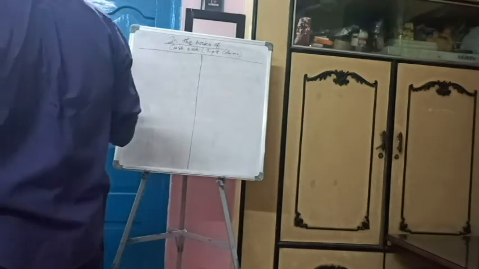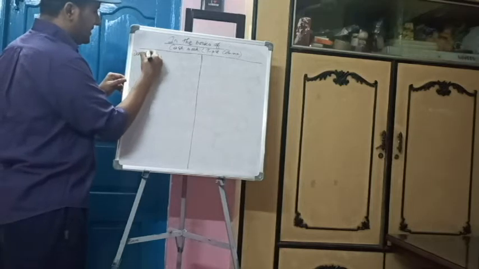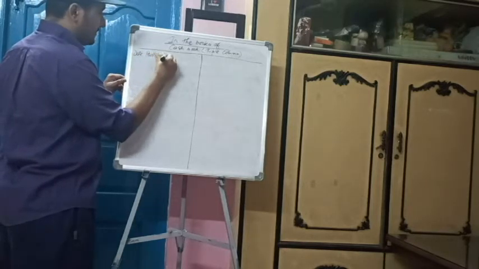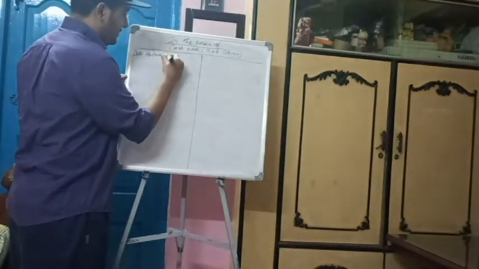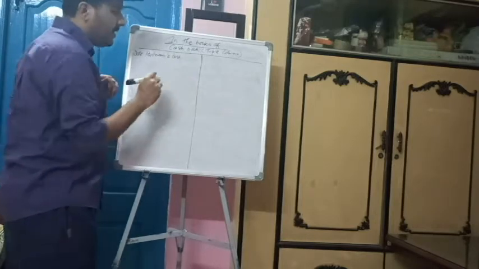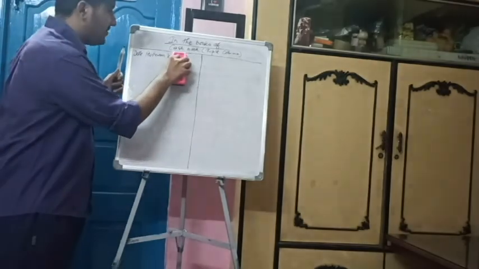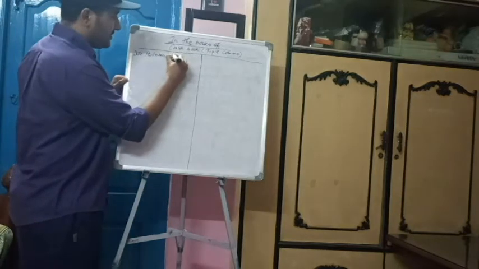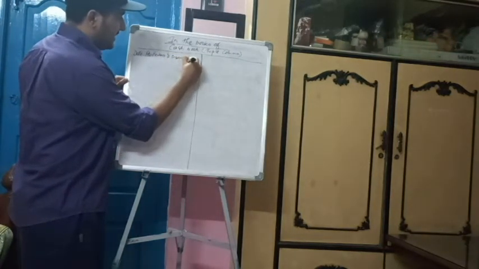Here would be date, particulars, ledger folio, cash, or rather we would do first the discount part. Discount, cash and bank. Discount, cash and bank.